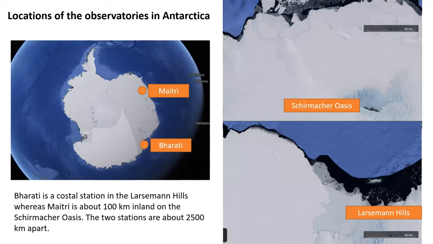A little background on the observatories. The two Indian facilities in Antarctica are about 3,000 kilometers apart, one in central Dronning Maud Land and the other in the Larsemann Hills area. Maitri is about 100 kilometers inland, on the Schirmacher Oasis, while Bharti station on the Larsemann Hills is a coastal station.